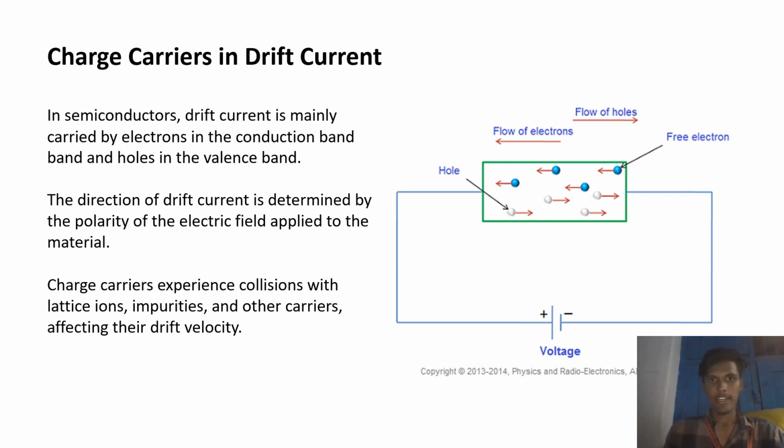The direction of drift current is determined by the polarity of the electric field applied to the material. Charge carriers experience collisions with lattice ions, impurities, and other carriers, affecting the drift velocity.